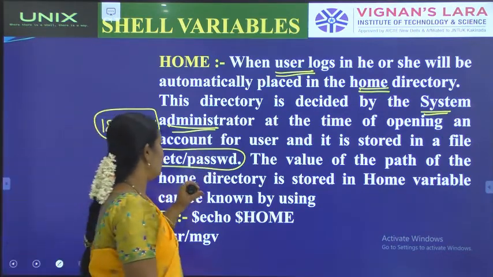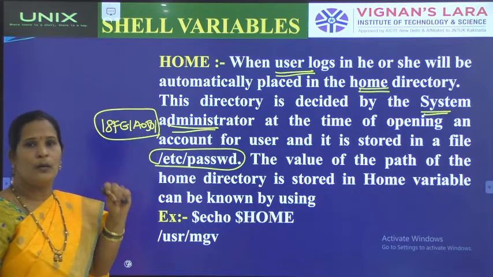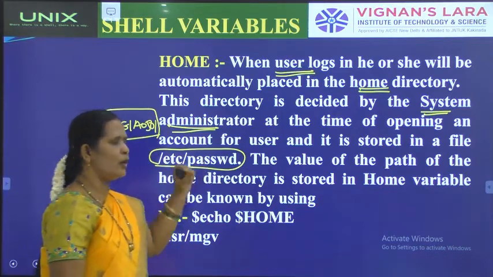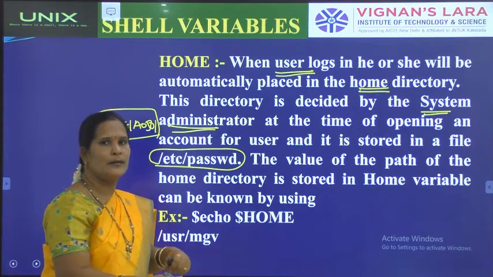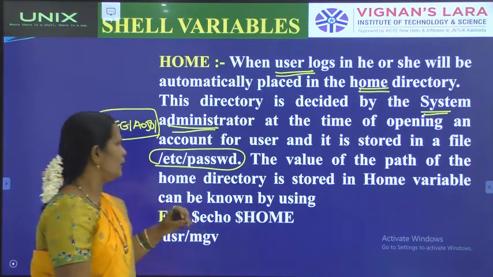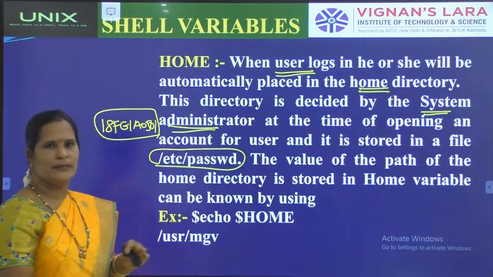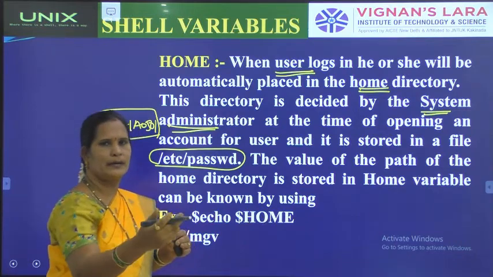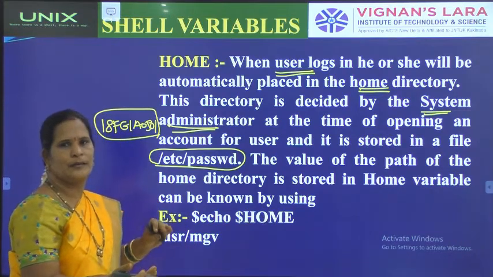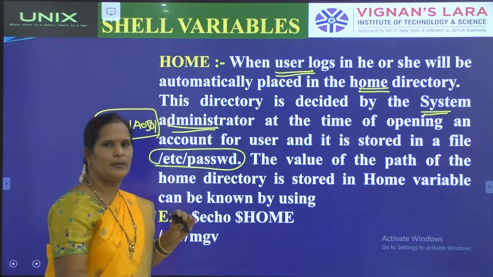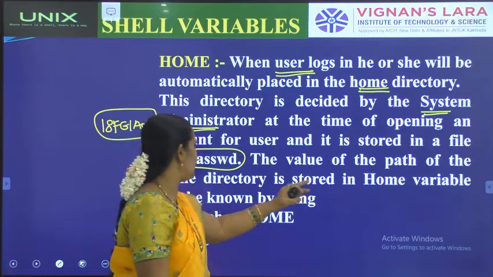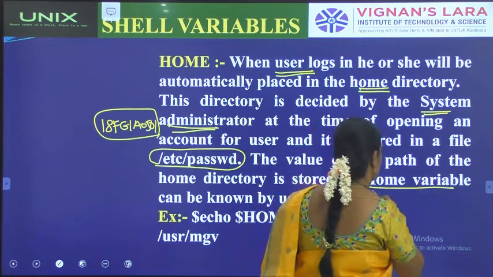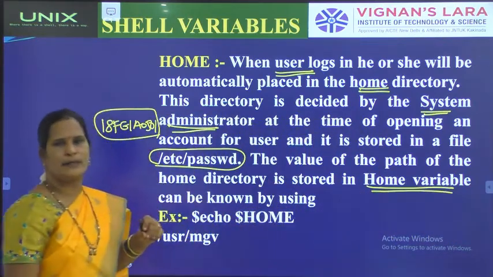The value of the path of the home directory is stored in a variable HOME. Here path means absolute path. We already discussed the absolute path and the relative path in the second unit. Absolute path means we are taking the path from root to a specific file, whereas if we take the path from the current working directory to a specific file, that is known as relative path. So the absolute path of the home directory is stored in the HOME variable.